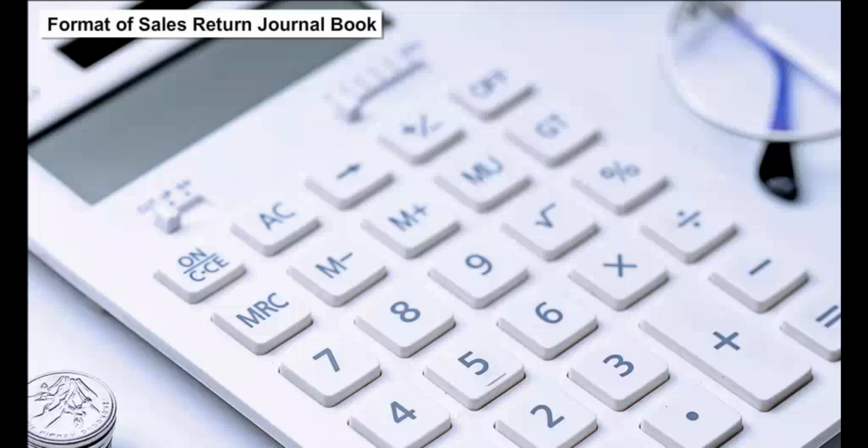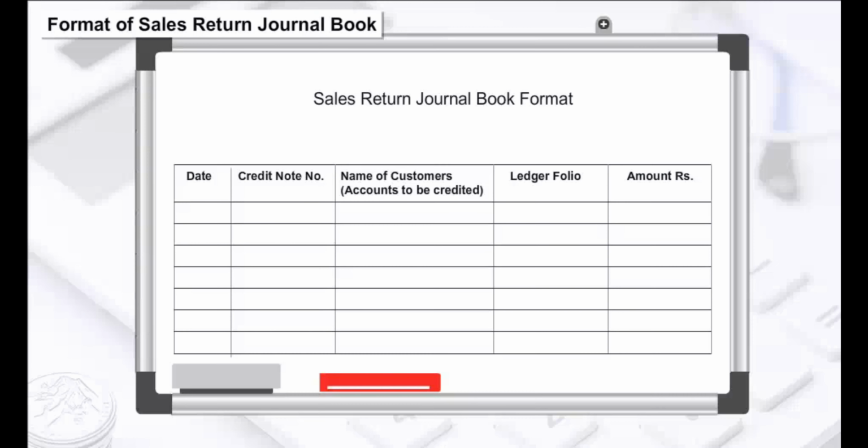Format of sales return journal book. The format for a sales return journal book includes: 1. Date. 2. Credit note. 3. Name of customer, account to be credited. 4. Ledger folio. 5. Amount.